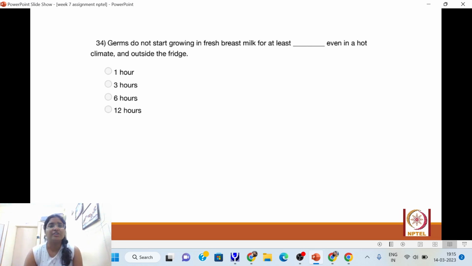Germs do not start growing in fresh breast milk for at least dash hours, even in a hot climate and outside the fridge. We now know that we can store breast milk for 7 days at least in fridge, but if it is kept outside or in hot conditions, for how many hours can the breast milk stay fresh? 1 hour, 3 hours, 6 hours, or 12 hours?